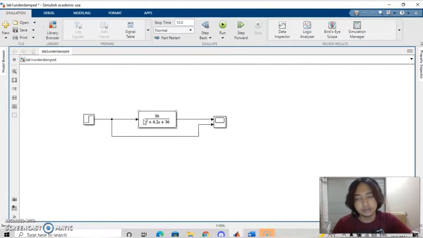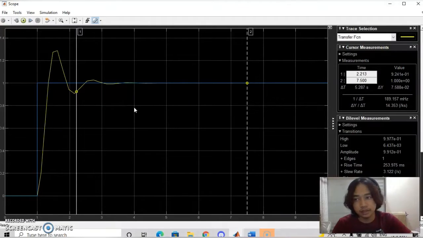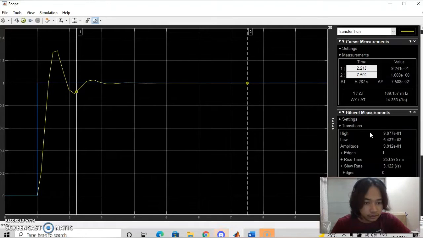This is the transfer function that we take from the library browser, just as a transfer function. And then I already ran this circuit, and then we go to the scope. This is the scope that we get for this value that we changed just now. So as we can see, this is the transfer function.